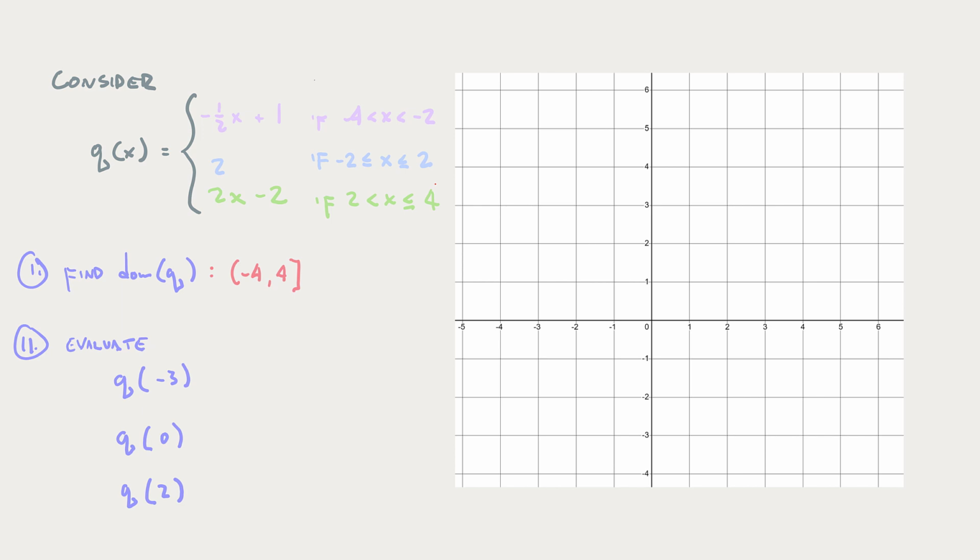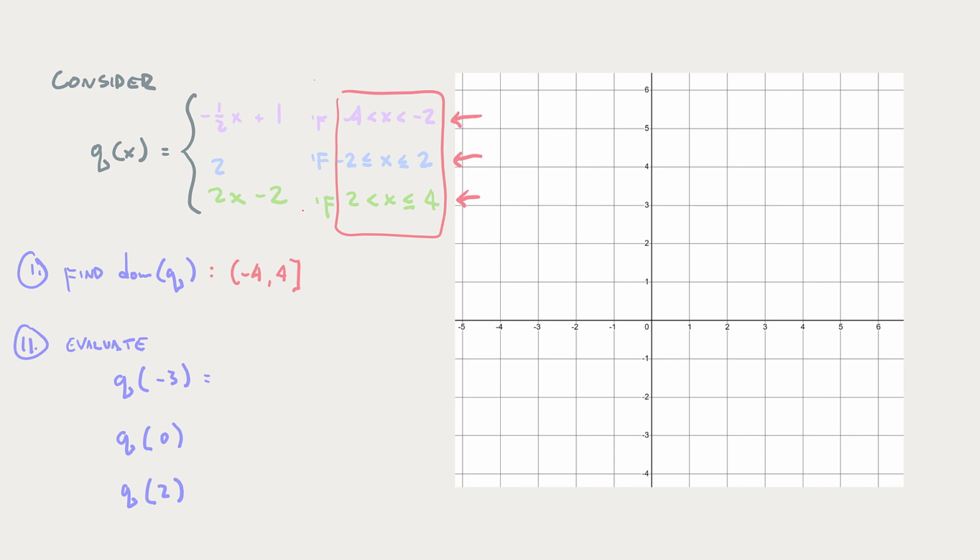The next thing I want to do is evaluate. So we've got Q of -3, Q of 0, and Q of 2. And remember, evaluating is plugging these numbers into the function. Now remember, it is a function. A piecewise function fundamentally passes the vertical line test. So we're not going to take -3 and plug it into all three of these things.